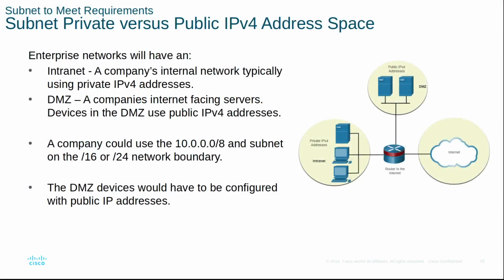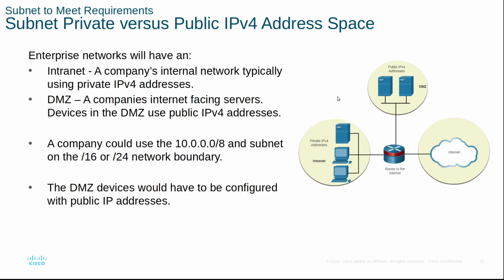So here's what this would look like, right? An organization is going to have an internal network using some kind of private IP addressing. This is how this is implemented. They're going to have a DMZ. This is your public IPv4 addresses, and a router that connects you to the internet.